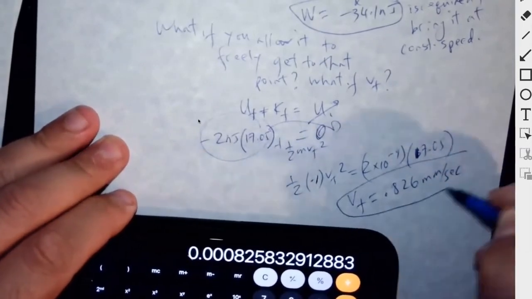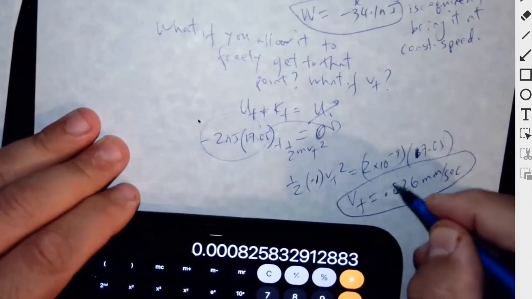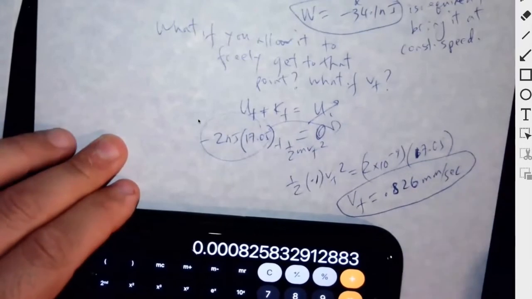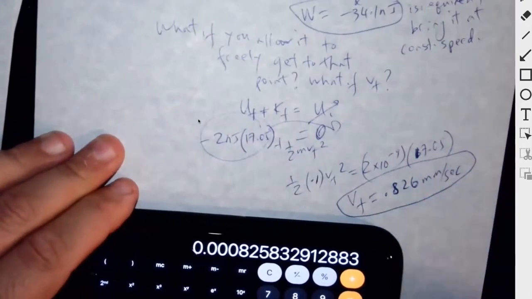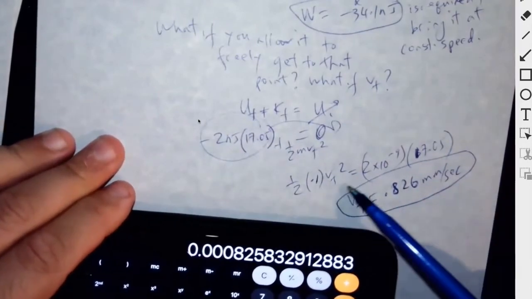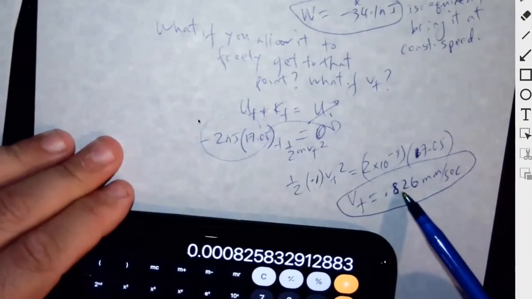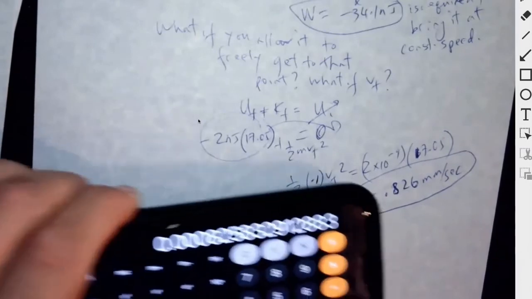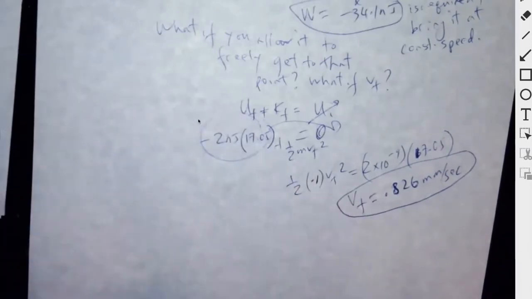So it's not going as fast. If you allow that negative charge to get there by itself without friction, then it'll be moving at that speed, 0.826 millimeters per second. So keep track of those signs. Those are pretty tricky. Okay.